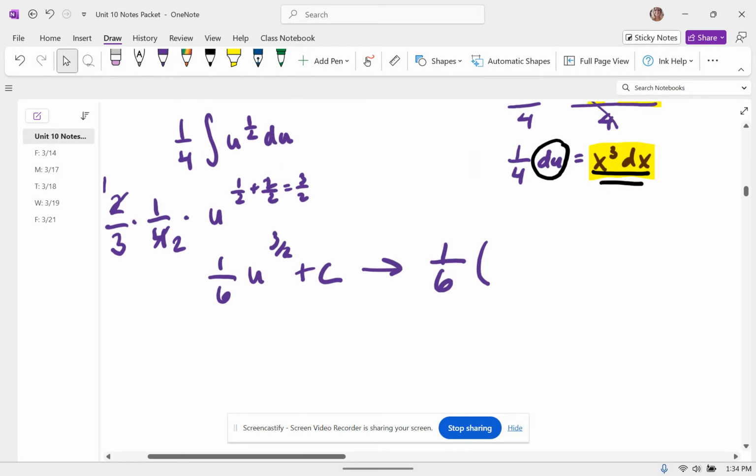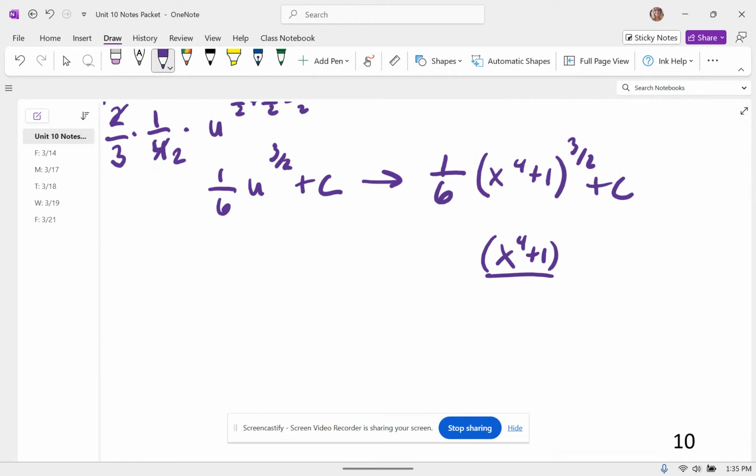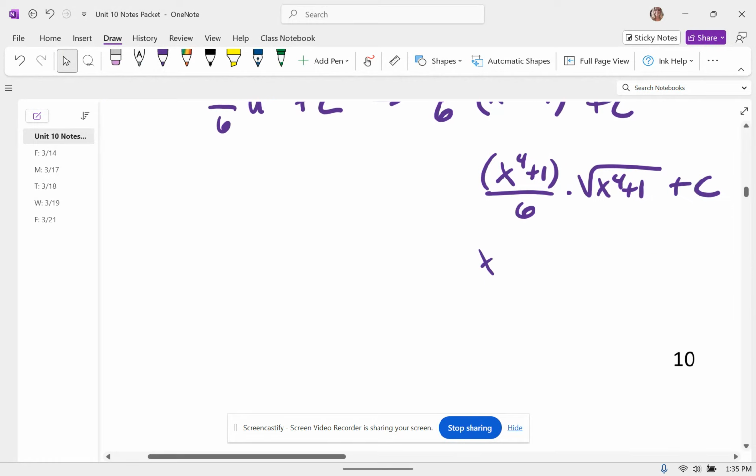So now I have x to the fourth plus 1. You don't have to, but if you did, what would it simplify to? Do you guys remember? That over 6 to the 3. I don't like that. You could do it like that, or you could do it like that.